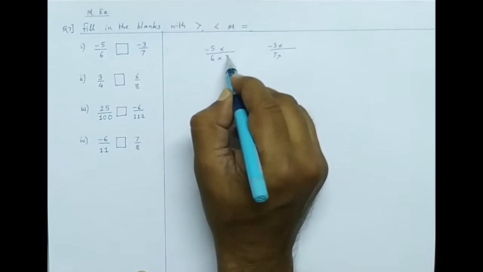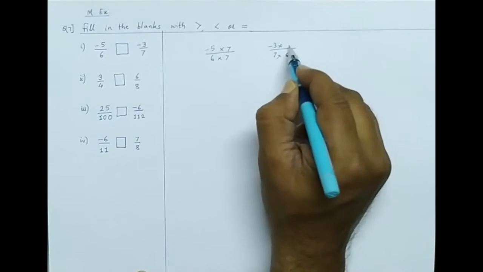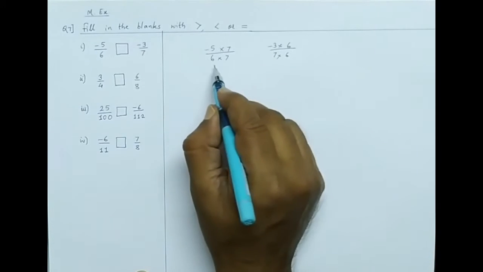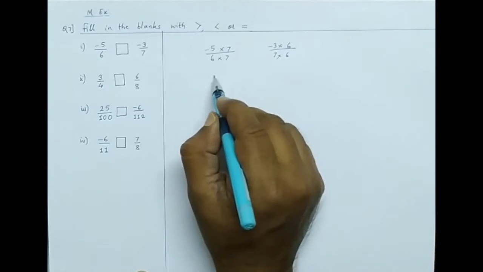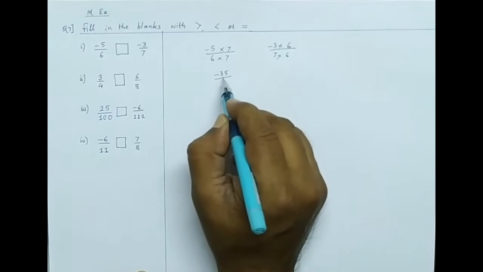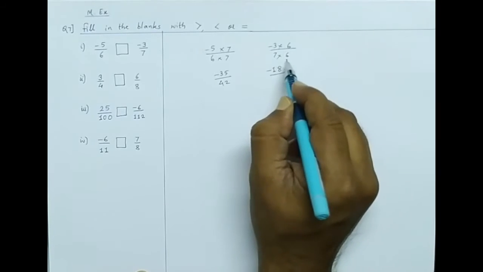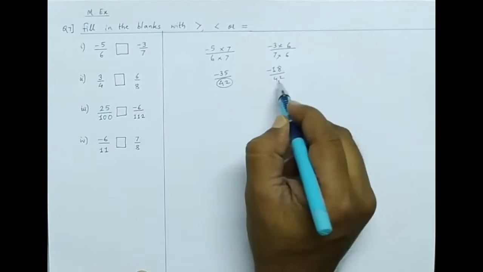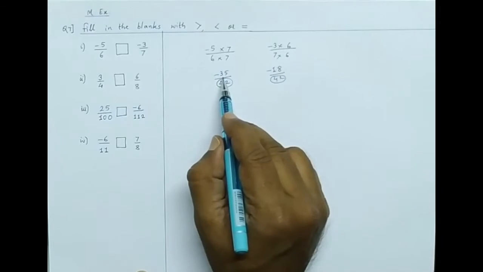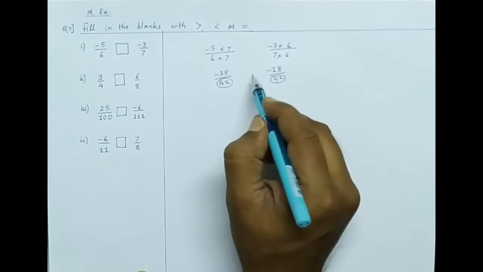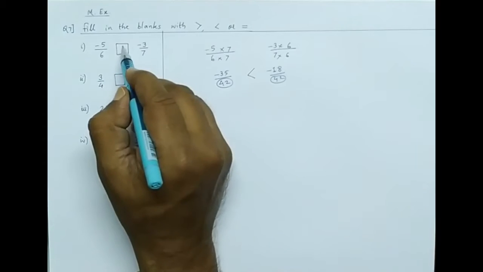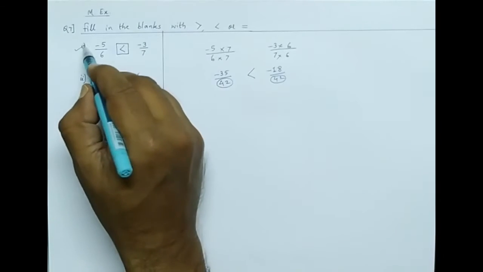So if this 7 is multiplied here and this 6 is multiplied here, this becomes what? Minus 35 upon 42, minus 18 upon 42. Now 42 is same. Now minus 35 and minus 18, minus 18 is greater. So this side fraction is greater.